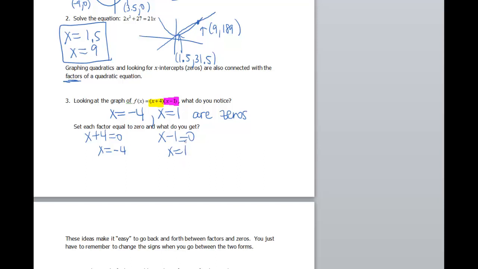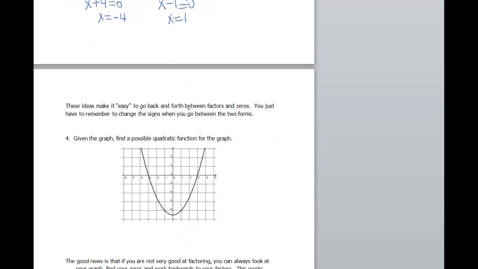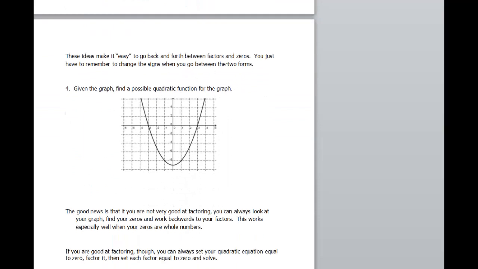Okay, so what you want to see here is you noticed your factor was x plus 4, your zero is negative 4. Your factor was x minus 1, your zero is x equals 1. So there certainly is a relationship between these two things, and it makes it pretty easy to go back and forth between factors and zeros. You just have to remember to change your signs. Highlight those phrases: change your signs when you go back and forth between the two forms. And that's because you're moving over zero.